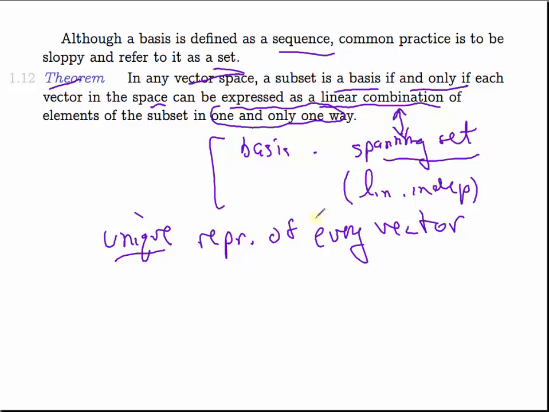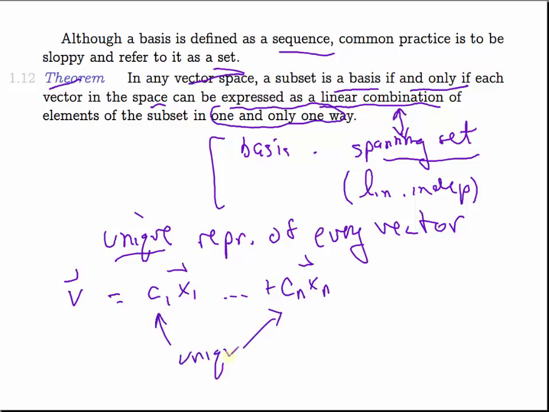I could write that as follows. Let's take an arbitrary vector V. I can write V as C1 X1 plus up to Cn Xn, and these coefficients C are unique. There's only one way to express this arbitrary vector in the space as a linear combination of basis vectors.